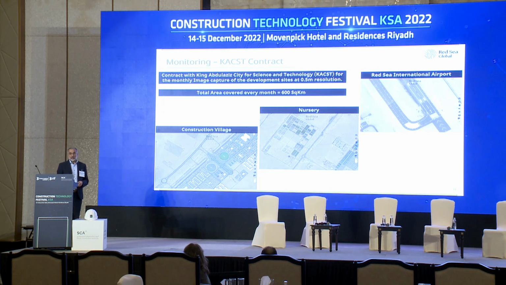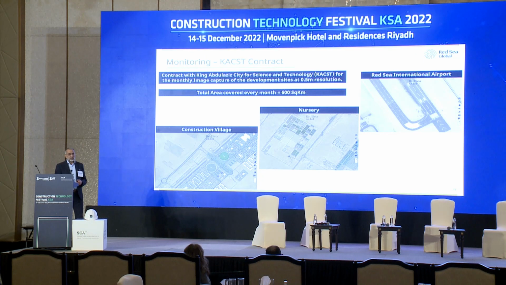This is the contract with KACST. This contract is for monthly imagery of 0.5 meter resolution. So this is high resolution imagery, and it is provided to us every month. So the last week of every month, because we need a span of about a week to go for the best image, the imagery is uploaded to the portal so the users see the image straight away.